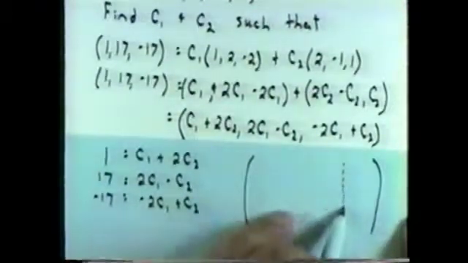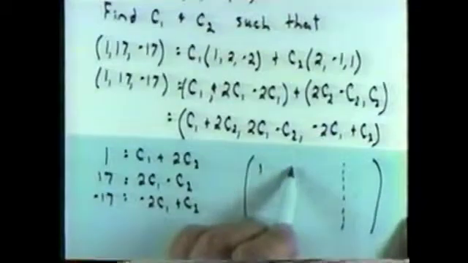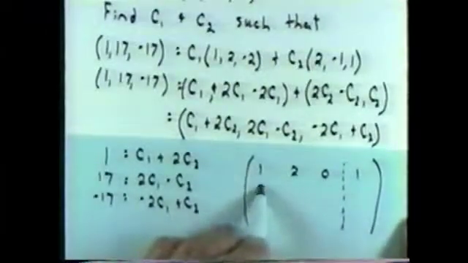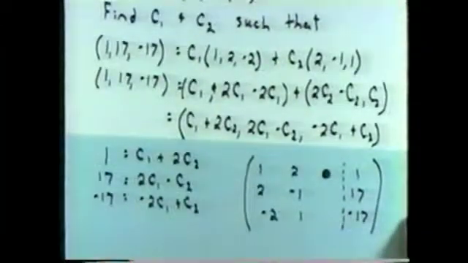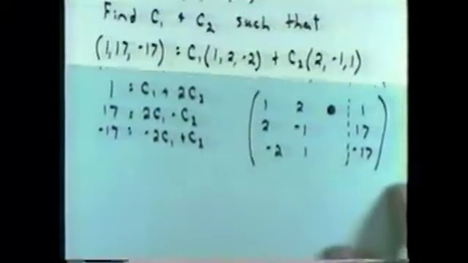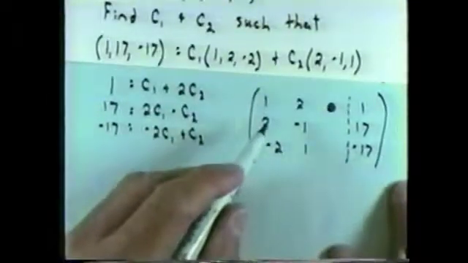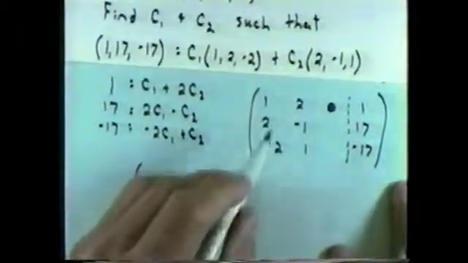Or I can write the system in matrix form. The coefficients for the first equation would be 1, 2, and the constant is 1. For the second equation, coefficients would be 2, -1. The constant is 17. And then it would be -2, 1. The constant is -17. So I need to reduce the matrix, write it in row echelon form, so I can solve the system. I can simply add row 2 to row 3.